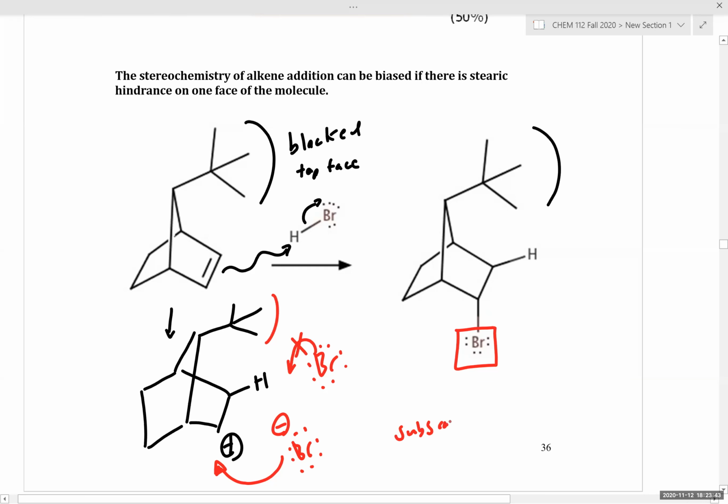In other words, substrate control. This is an important concept that will be discussed both later in this course and in upper division organic courses. So keep in mind that the shape of the substrate can impact the stereochemical outcome of your reaction.